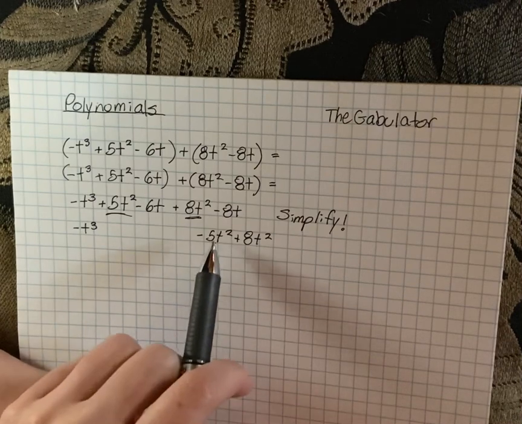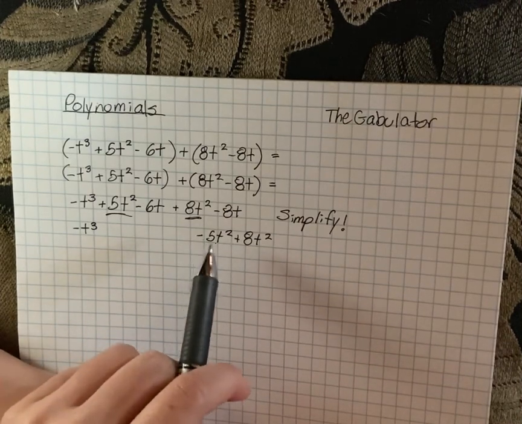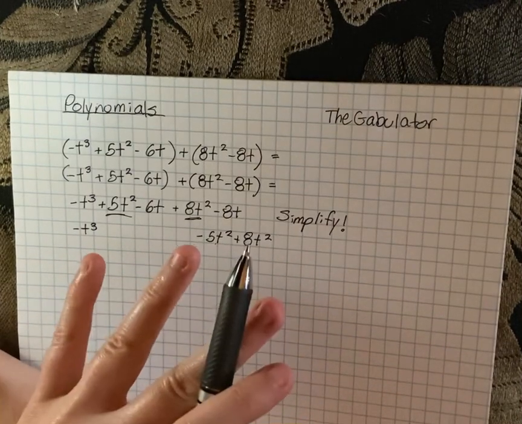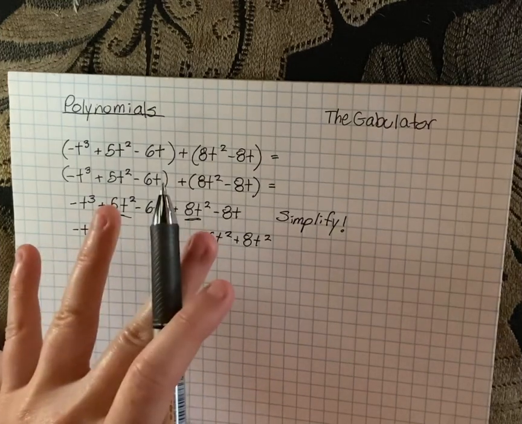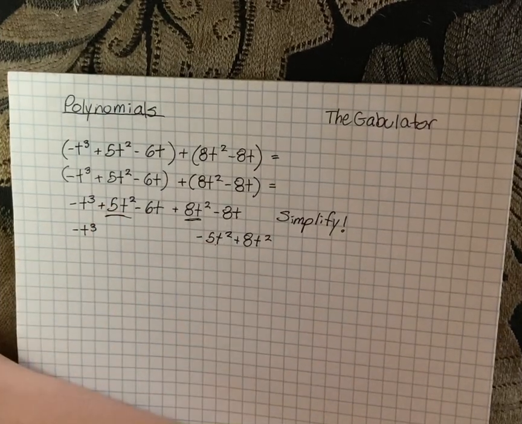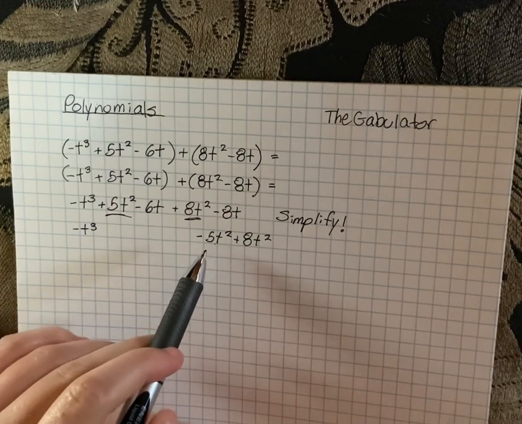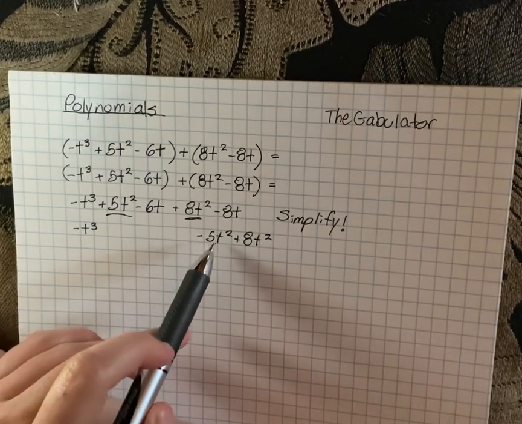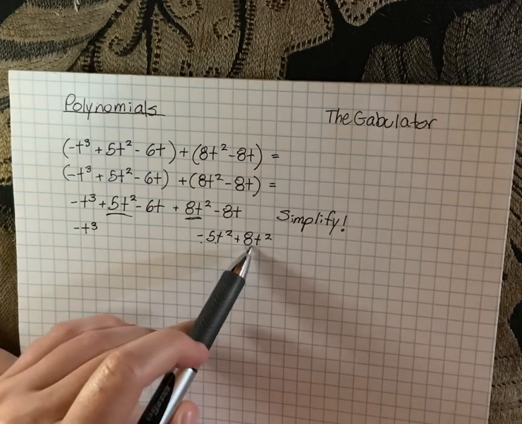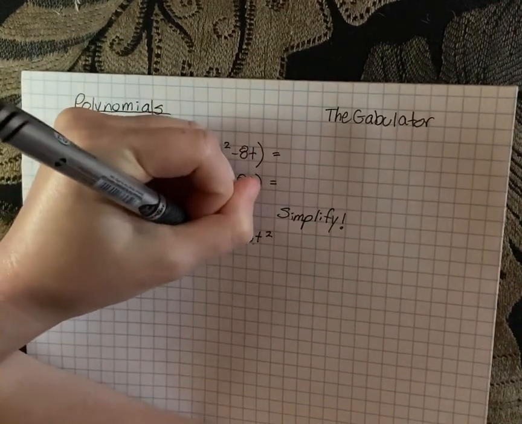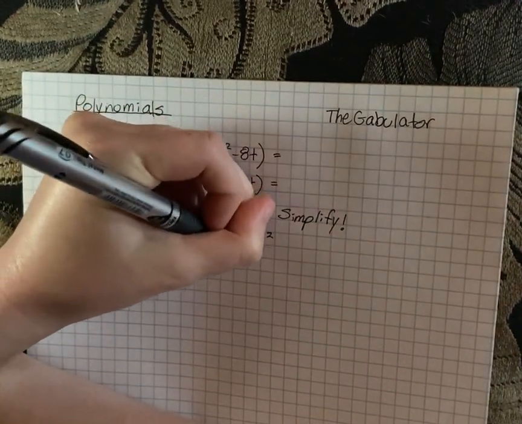A lot of people get confused because they're like, but it's a whole big thing. What's the t and the square doing? They're nothing. All they're doing is just telling us if we can add or if we can't. So now we're just going to look at the front numbers. We've got -5 plus 8.